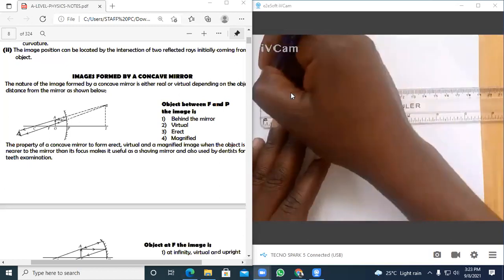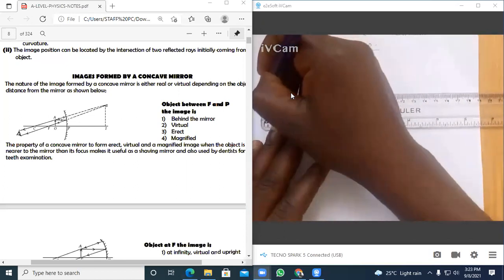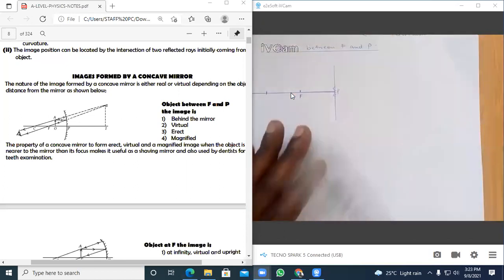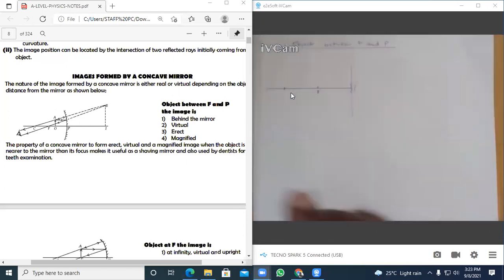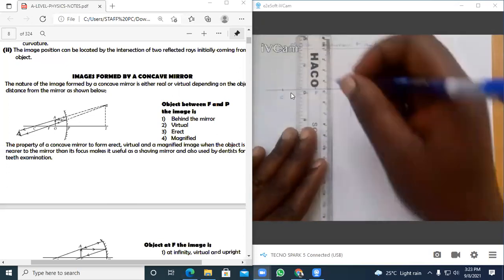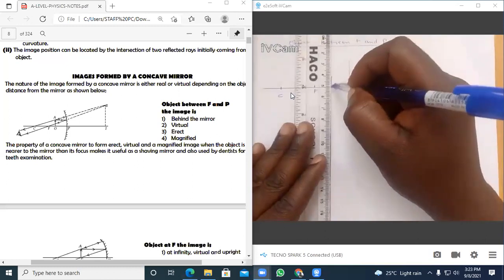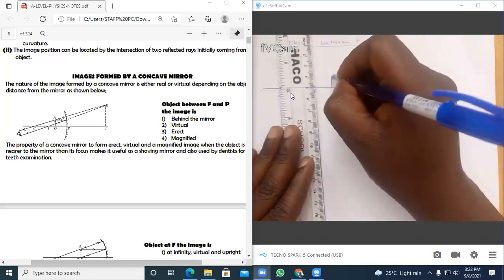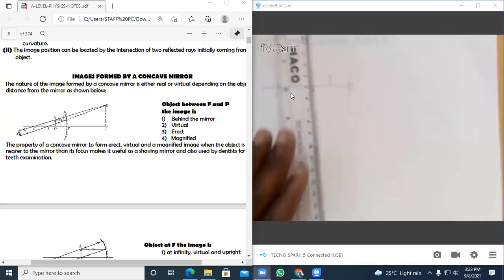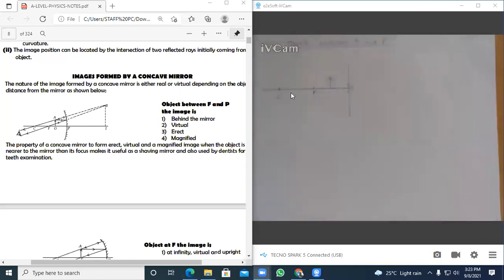What can you do? Okay, that is it. So this is where we have the center of curvature, like that. Now they are telling you that the object is placed between F and P. So this is where the object is. I'm going to show you where it ends. That's where the object is. I'm going to draw it on the single line.